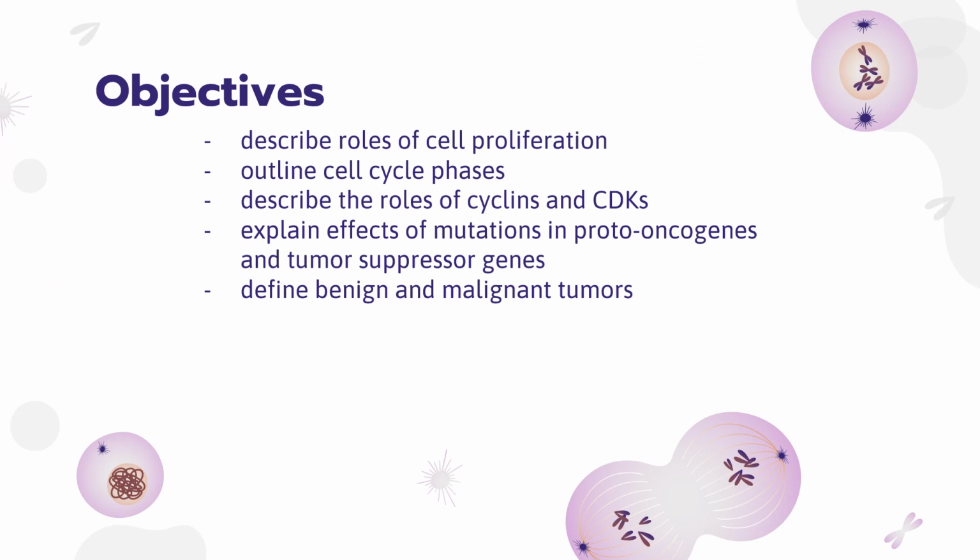Our objectives: we're going to describe the rules of cell proliferation, collecting lots and lots more cells. That's mitosis. We're going to also outline the cell cycle phases, so not just mitosis, but the whole entire cell cycle. We're going to describe the roles of cyclins and cyclin-dependent kinases, or CDKs. We're going to talk about the effects of mutations in proto-oncogenes and tumor suppressor genes. You can probably guess that's going to lead to the formation of cancerous tumors. Those tumors can be benign or malignant.